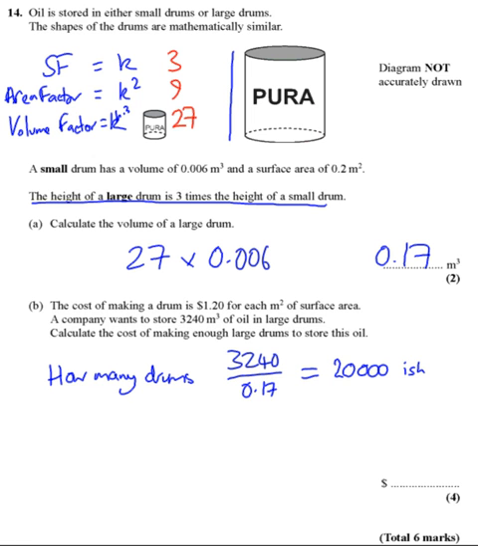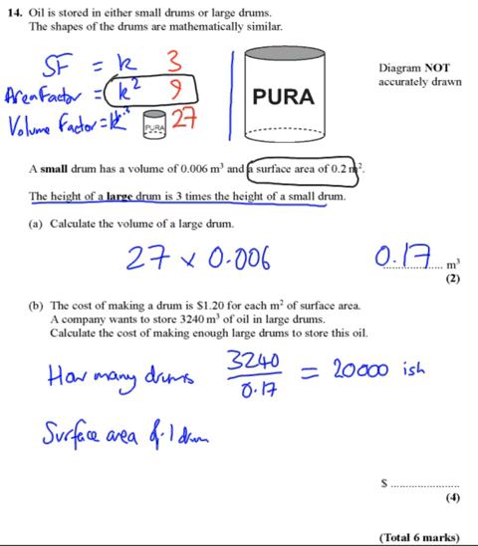Okay, so then once we know how many drums there are, we need to know how much those drums cost. Well, the cost is measured by surface area, so we need to know the total surface area of the drums. Now, the surface area of one drum is going to be like the first question. We need to refer back to the area factor here, because we only know the surface area of a small drum. The surface area of a small drum is 0.2, which means that the surface area of a large drum is going to be 9 times that. So it's going to be 9 times 0.2, be 1.8 meters squared.